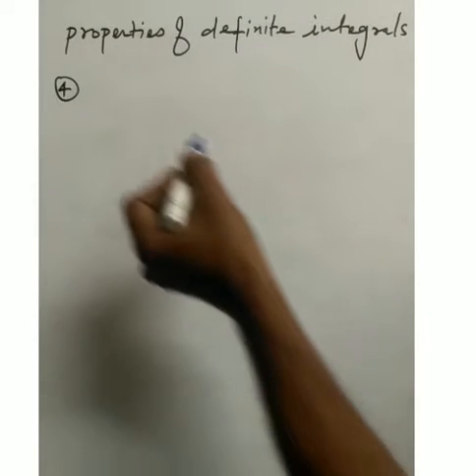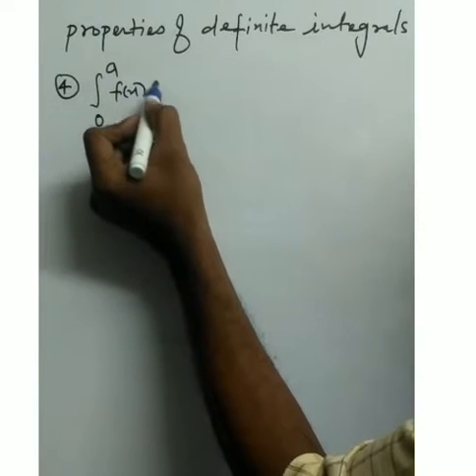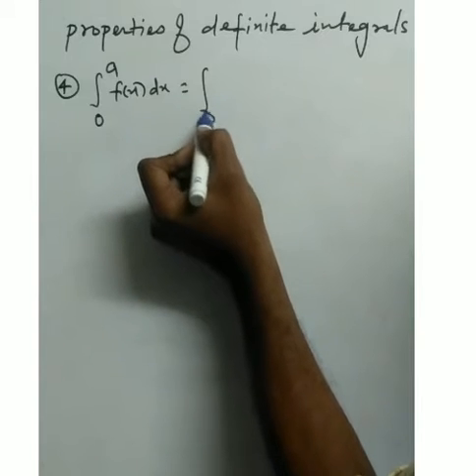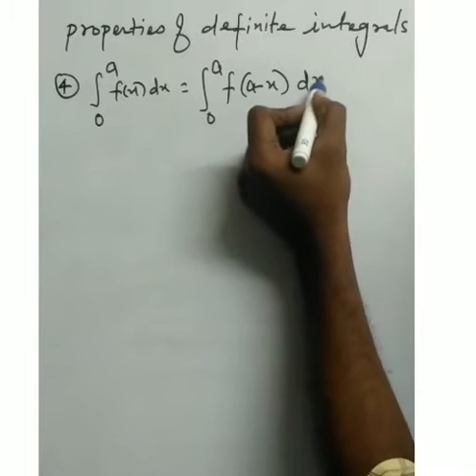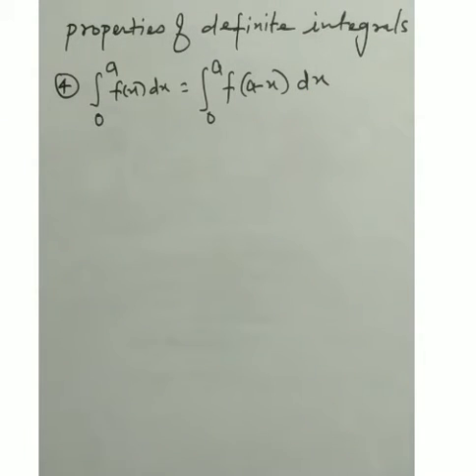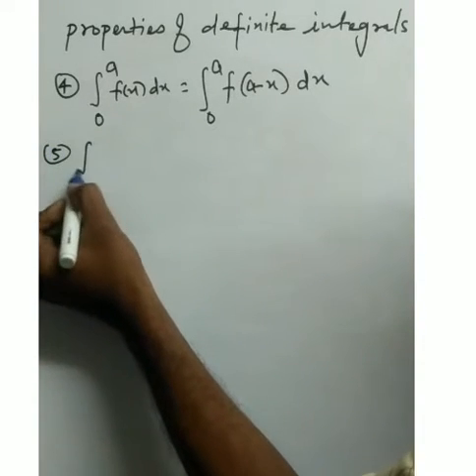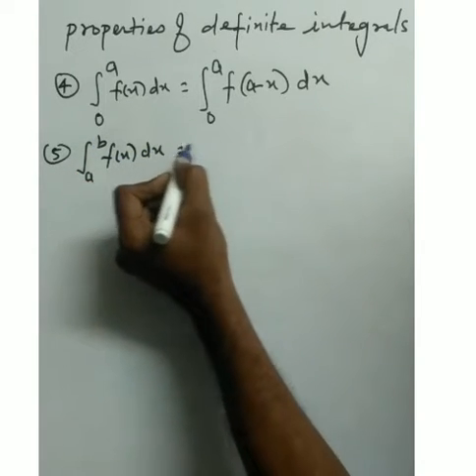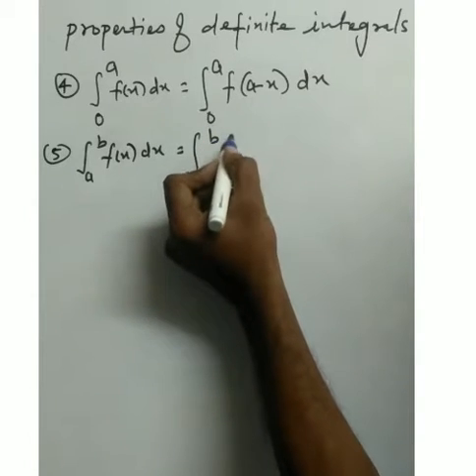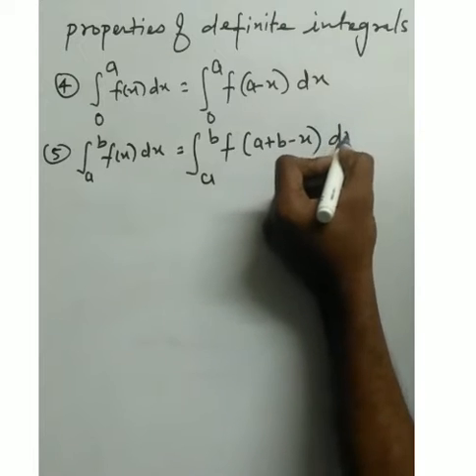The fourth property: integration of 0 to a f(x) dx can be written as 0 to a f(a minus x) dx. This is another property of the definite integration. The next property is the fifth: integration of a to b f(x) dx can be written as a to b f(a plus b minus x) dx.